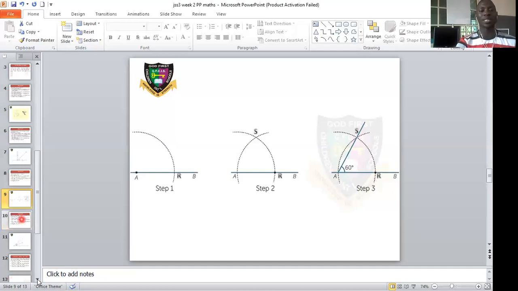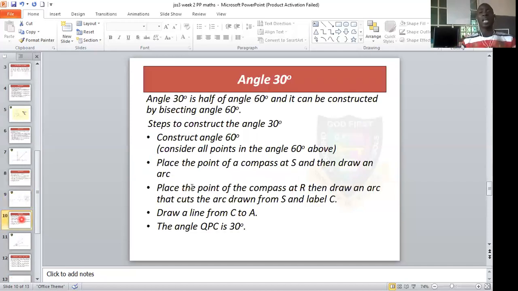So we go to the next thing, which is bisection of angle 60 to give us angle 30. How to bisect angle 60 to give us angle 30. I told you earlier that bisecting is splitting, dividing, cutting into two. So if you bisect angle 60, it's going to give you angle 30 degrees.